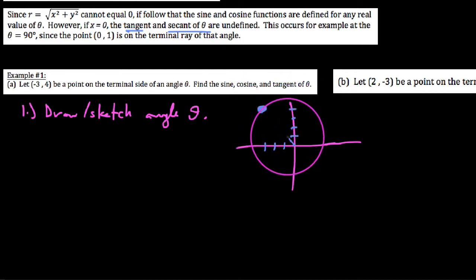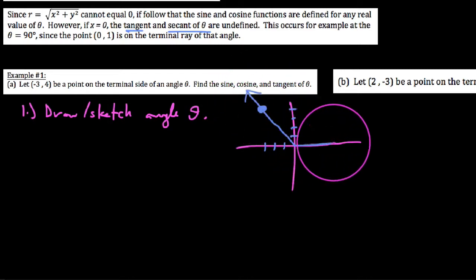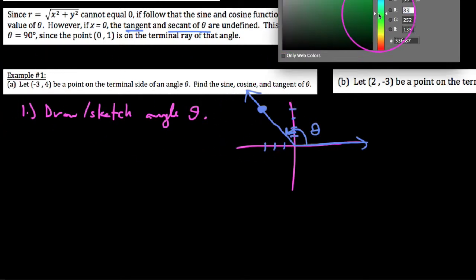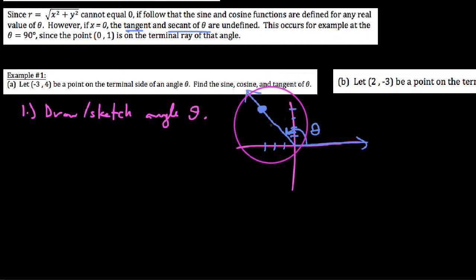So what I'm going to do is I'm actually going to sketch in the terminal side of our angle. We do have to sketch the angle itself. So we don't know what this angle is, but we're going to call it theta in general. And the last thing I want to do is I actually want to drop an altitude here. And so I'll switch colors just to emphasize this here, but always drop an altitude and label the sides of this. So here's our right triangle.